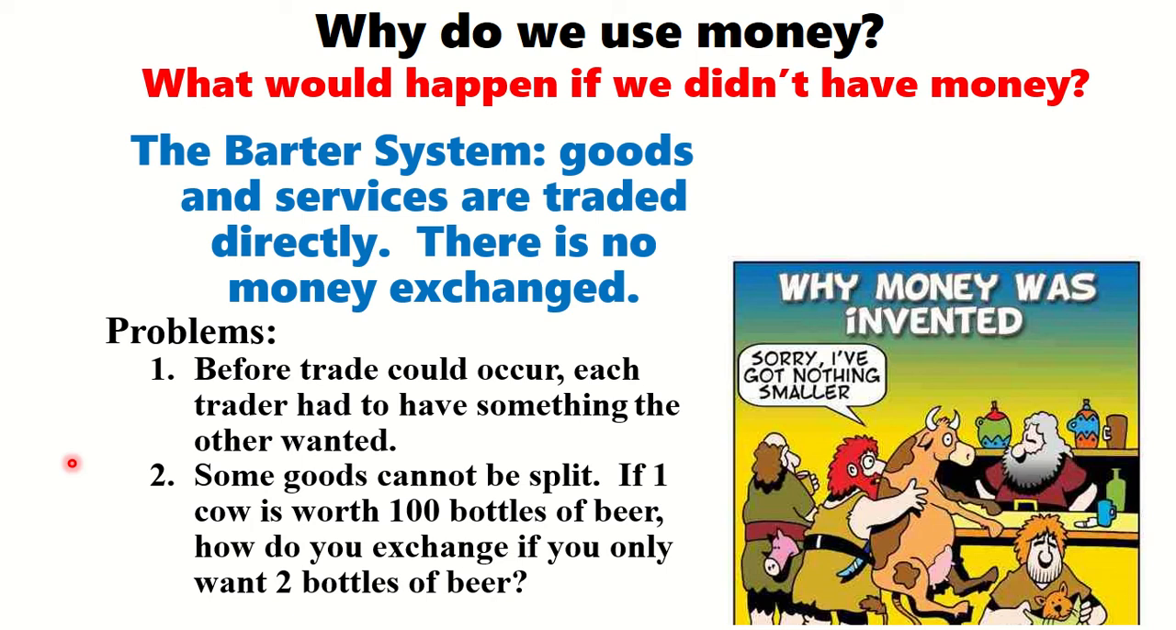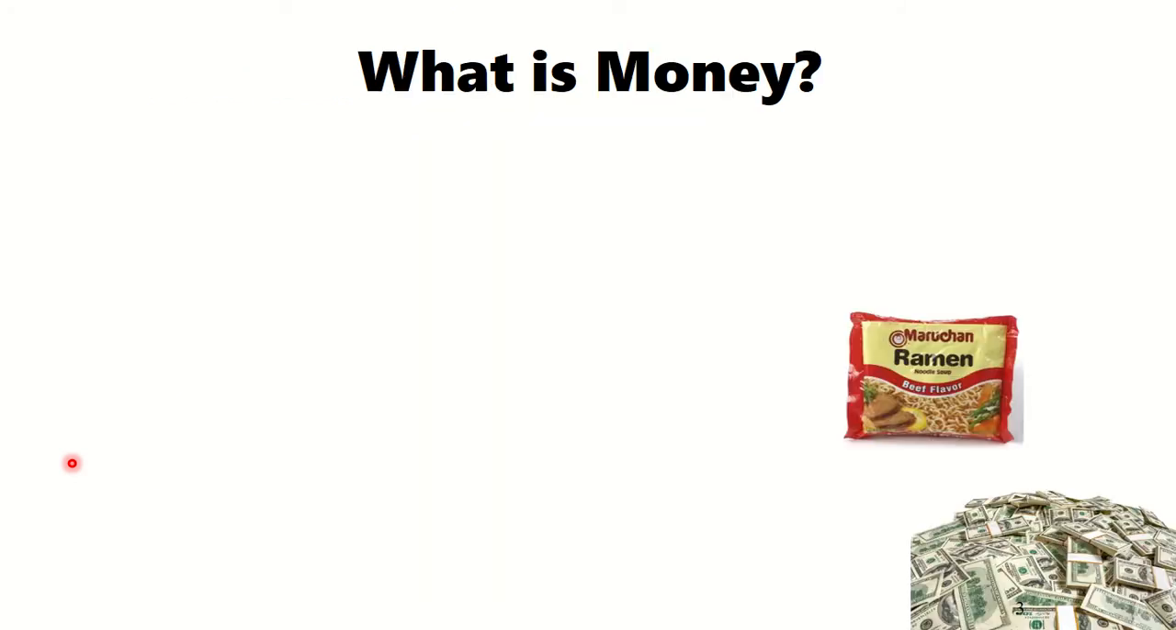I'll talk about problem number 2. Some goods cannot be split. So if one cow is worth 100 bottles of beer, how do you exchange if you only want 2 bottles of beer? Because you can't chop up your cow. I mean, you can, but you're going to have to make sure that you sell all of that cow rather quickly, especially in the days before refrigeration.